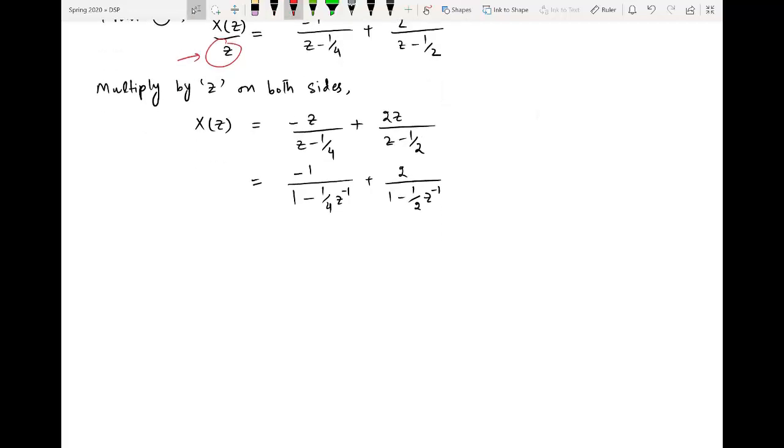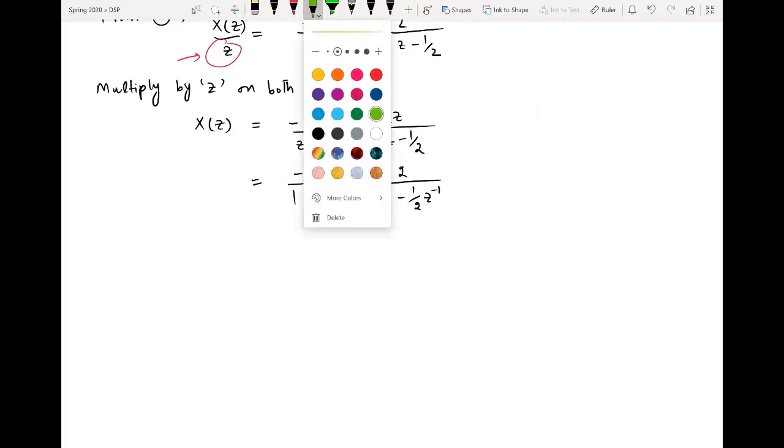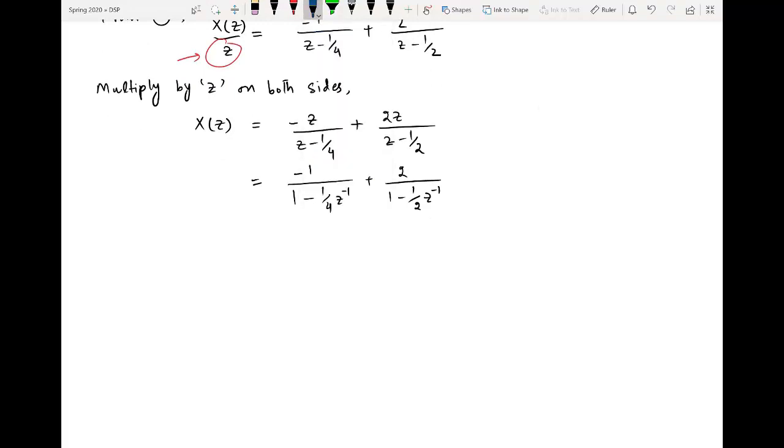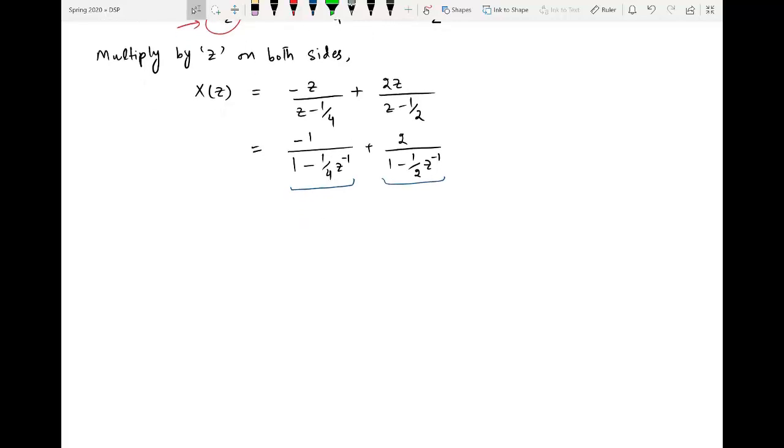Now these are the two expressions which we must be familiar with from the z transform pairs, this one and this one. So now we can apply directly the inspection method to write the first one as, minus sign is separate, so it will be minus (1/4) to the power n u[n], plus here 2 is extra, so we will write 2 times (1/2) raised to power n u[n].